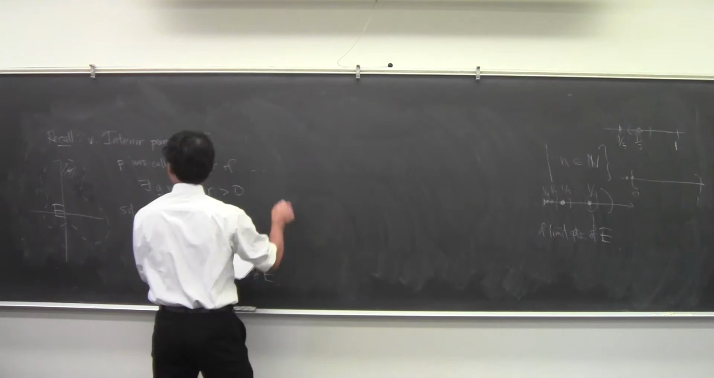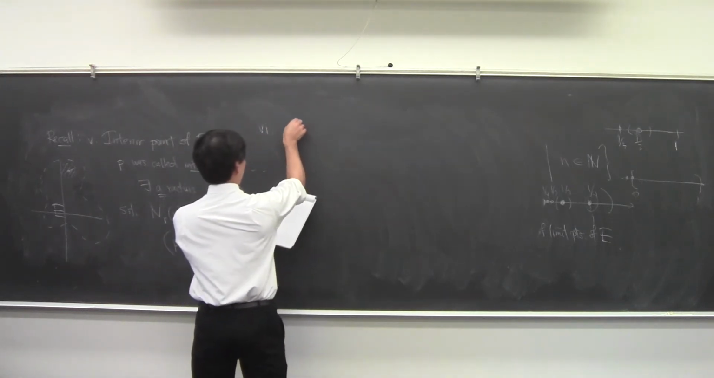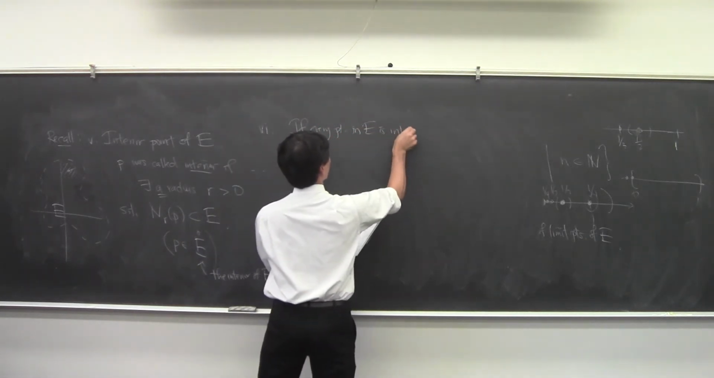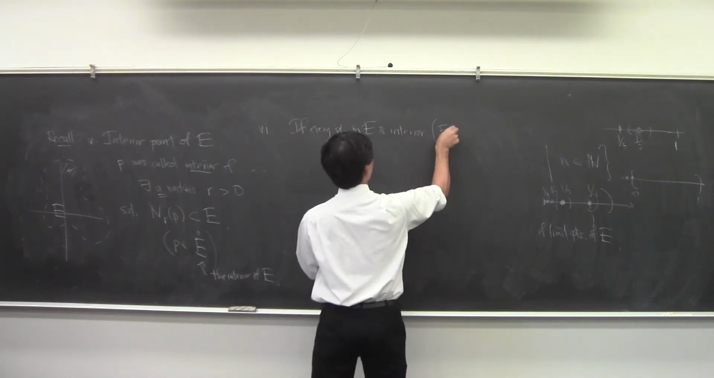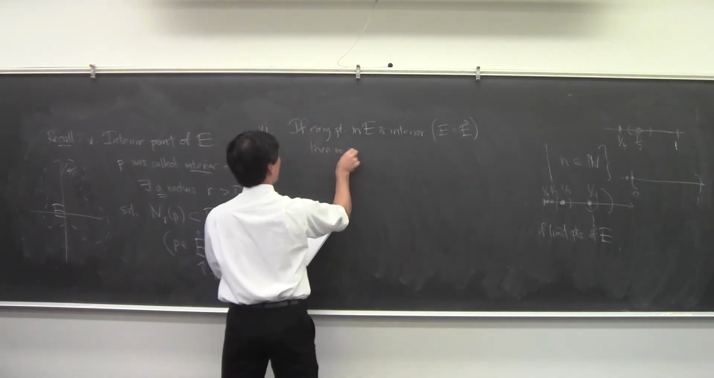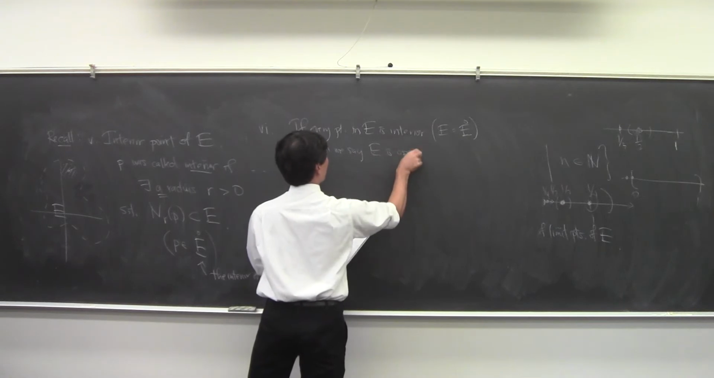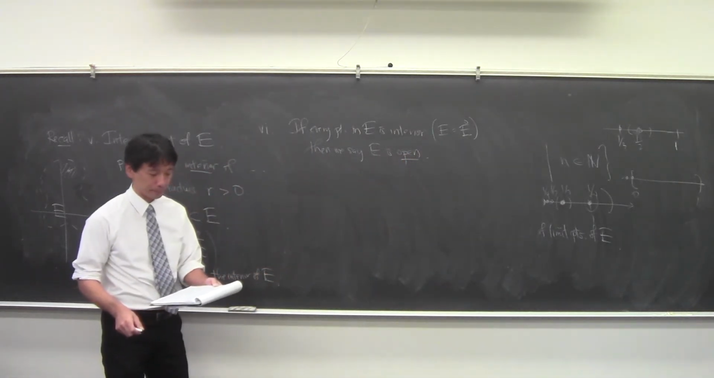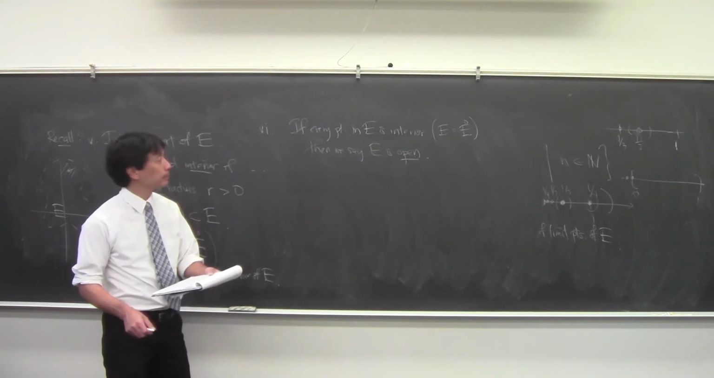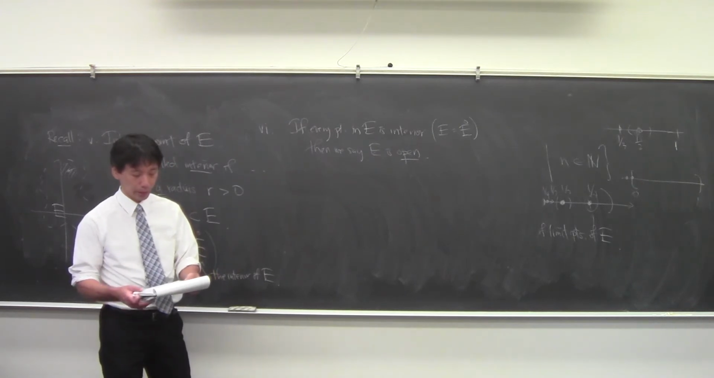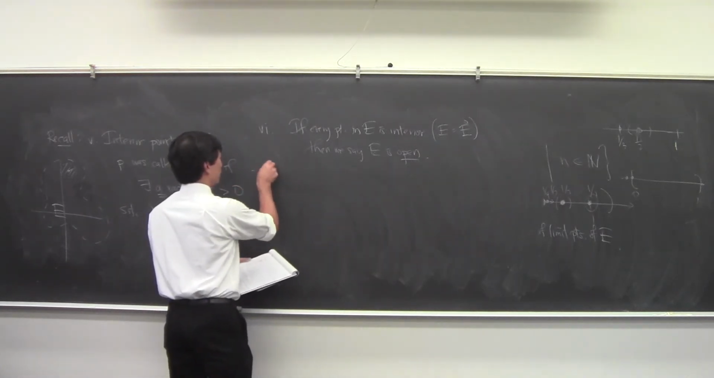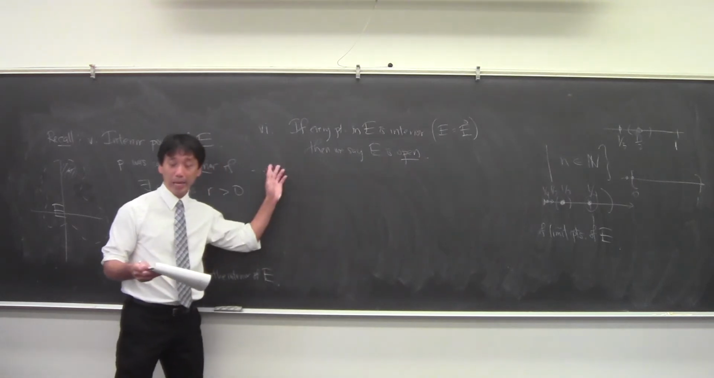Now go to the related definition. If every point in E is interior, that is to say, E is the same thing as its interior, then we say E is an open set. So if every point is interior, E is open. I'm going to put up a bunch more definitions, and we'll come back to this.